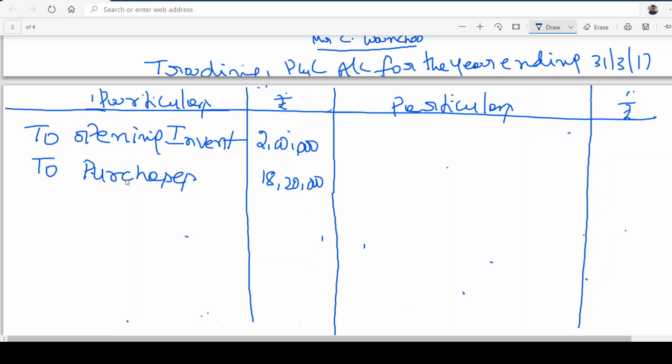Then we have to go for wages account. Wages account is 10 lakhs. And then salaries, discount allowed, discount received, sundry office expenses will go to where? Profit and loss account. Come back to credit side. By sales, we are having sales amount of 50 lakhs.